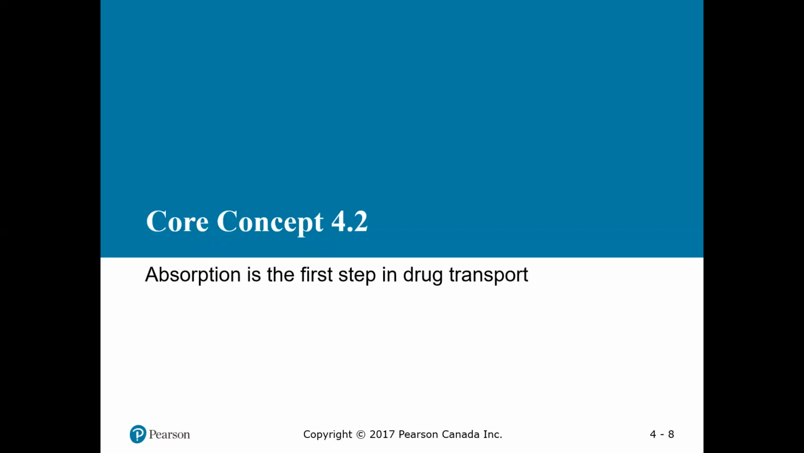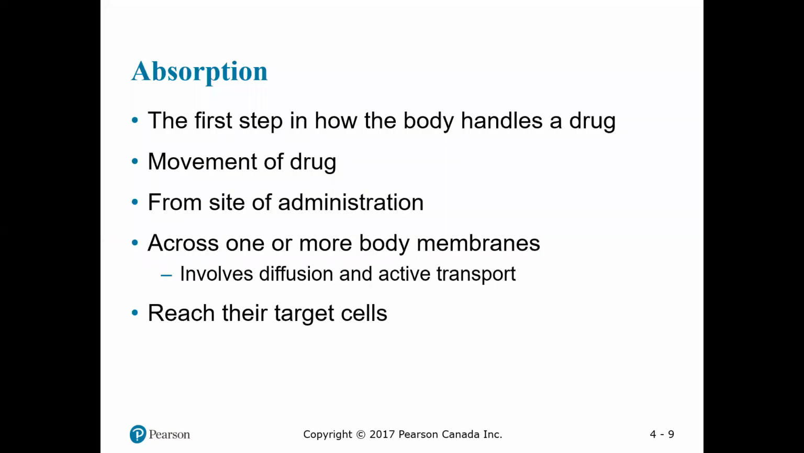Now, absorption is the first step in drug transport. It allows the movement of the drug from the site of administration across one or more body membranes, involving diffusion and active transport, to reach the target cells. What happens when we ingest the drug, when we take the drug? It first goes via the esophagus into our stomach. In the stomach, it gets absorbed.